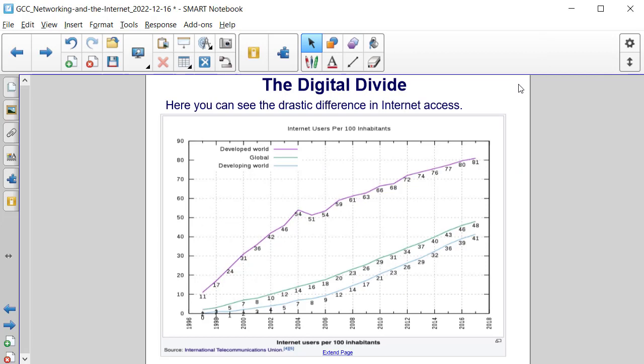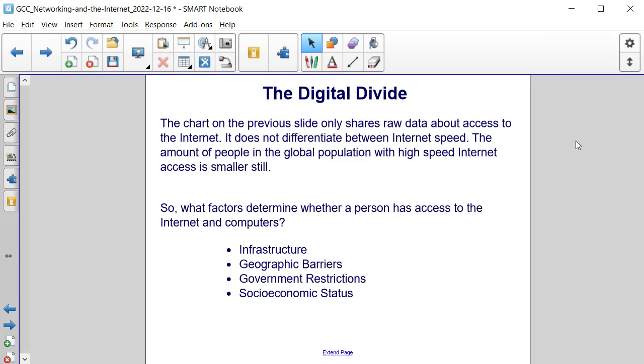In this graph, you can see the drastic difference in internet access for the developing world, globally, and then in the developed world. The trends or amount of access to digital technologies are much greater in the developed world versus the developing world. The chart that we just saw only shares raw data about access to the internet. It does not differentiate between internet speeds. The amount of people in the global population with high-speed internet access is smaller still.